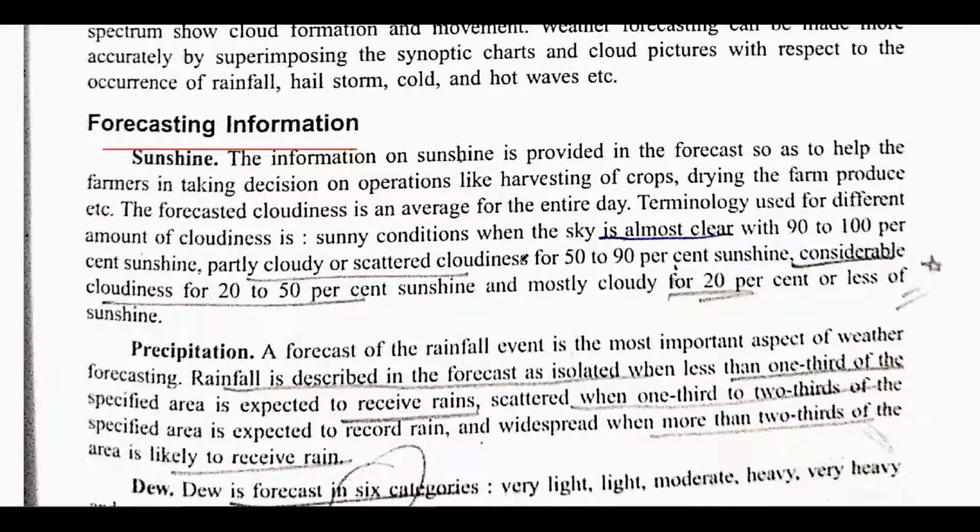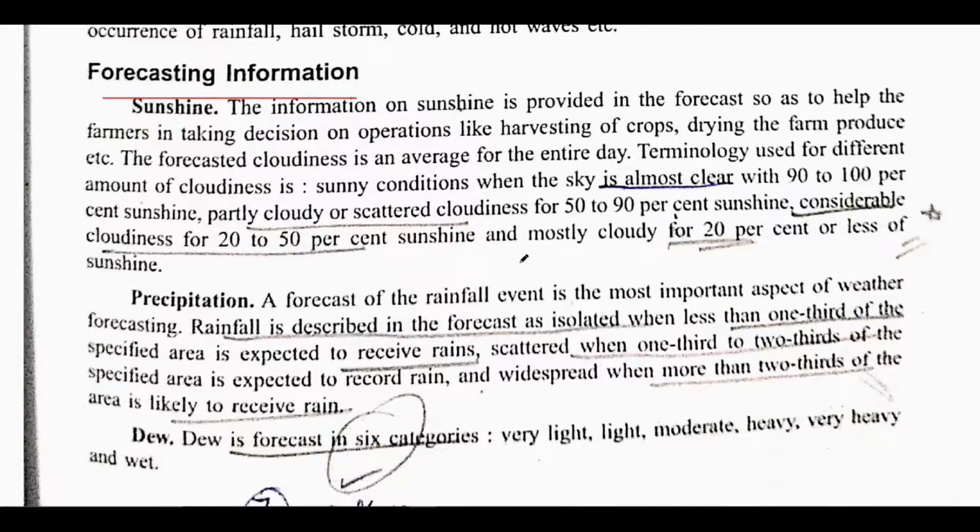See, various forecasting informations are being used for forecasting of weather, and the important part is that sunny condition is when the sky is almost clear with 90 to 100% sunshine. It would be called partly cloudy or scattered cloudiness when the sunshine is 50 to 90%, and considerable cloudy when 20 to 50%. This is very important.